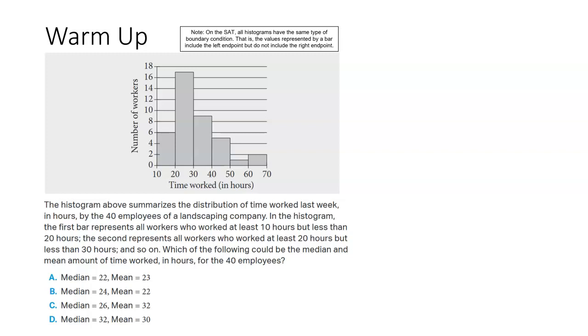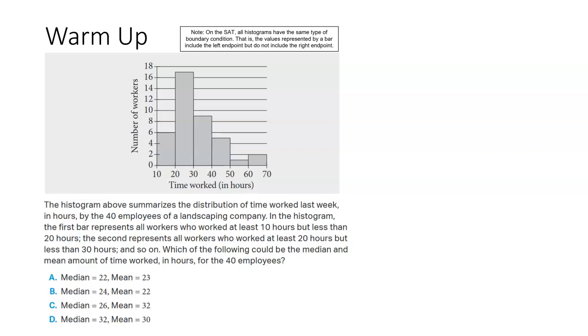Alright, so we have this histogram. On the SAT, I want you to note that histograms always have the same kind of setup where the left endpoint's included and the right one's not. So this first bar represents from 10 hours to 19 hours. Then the next one starts at 20 and goes up to 29, 30 to 39, 40 to 49, 60 to 69. That way you're not wondering where 20 is included. They usually follow that same pattern.